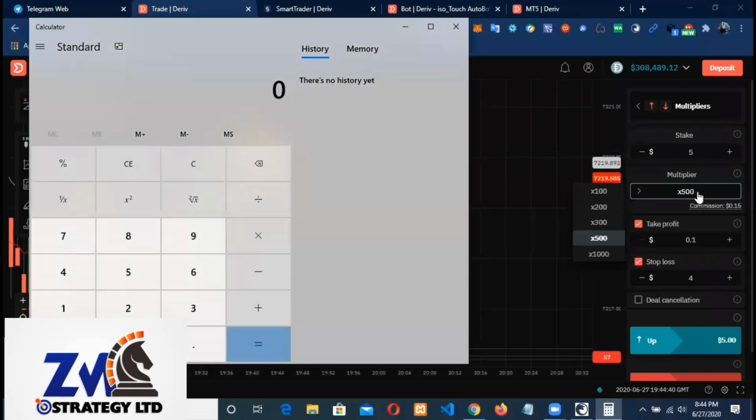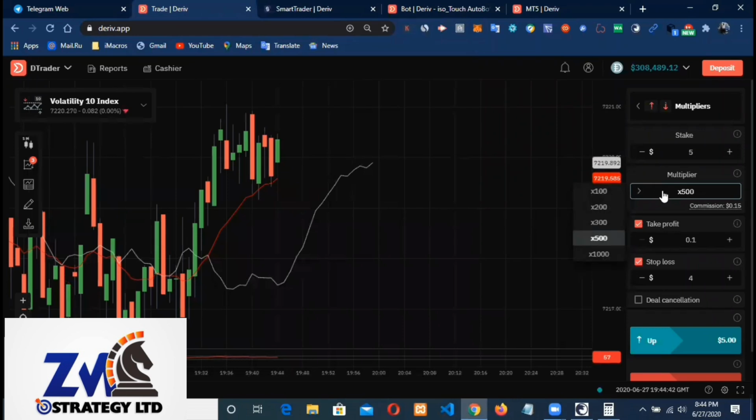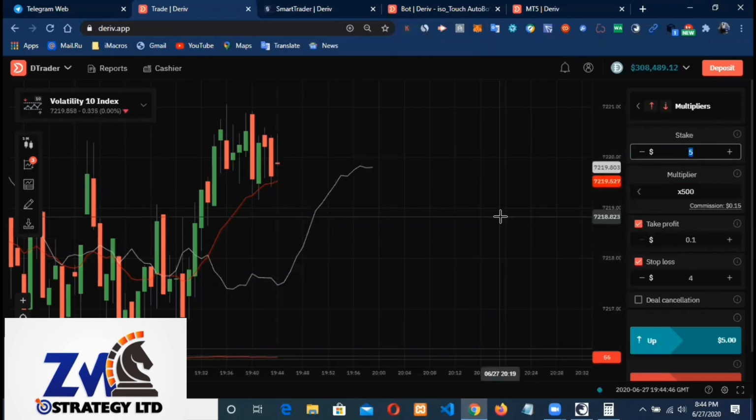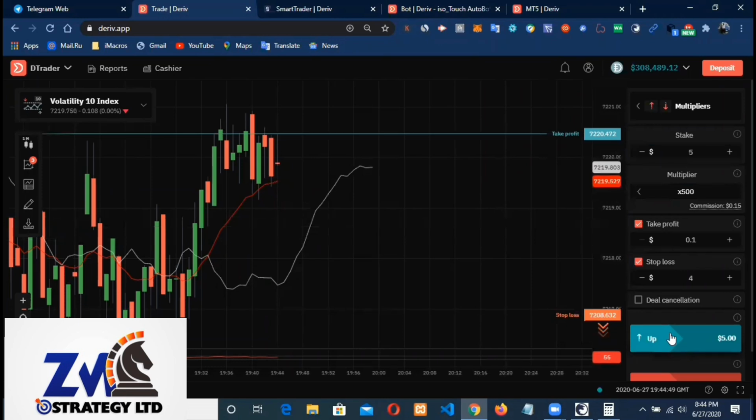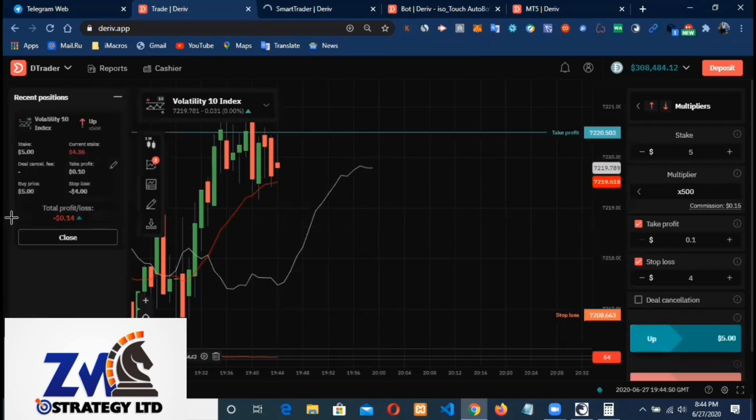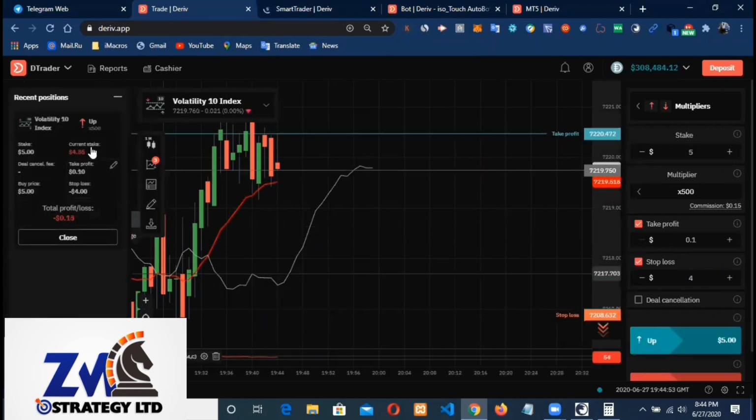Now we are using a multiplier of 500 and we are staking $5. Let's say we predict that the market goes up. That's our prediction, that the market goes up.